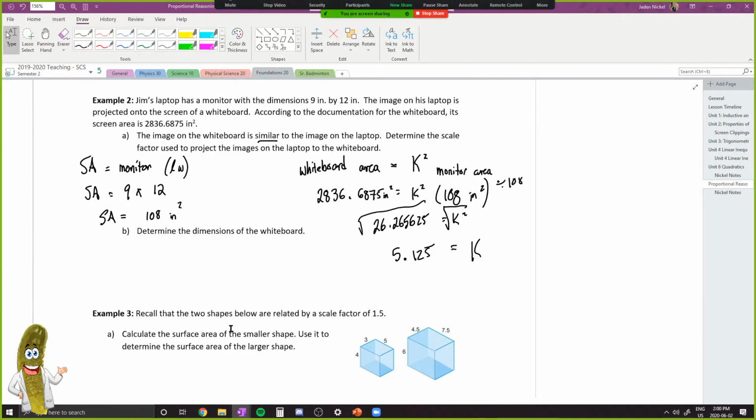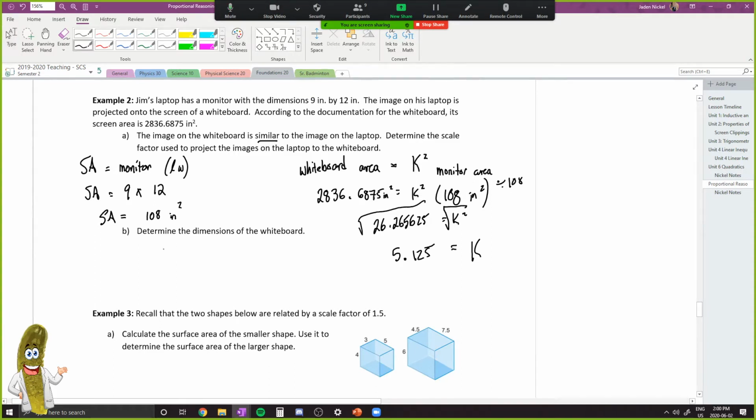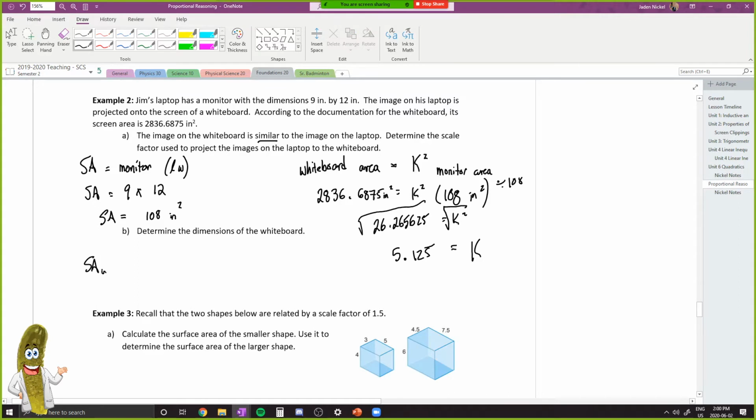Now, we're going to use that value then to calculate the dimensions of the whiteboard. We know that the surface area of the whiteboard is 2,836.6875 inches squared. And we also know that the whiteboard will be a rectangle, so it'll be length times width. What we don't yet know is the dimensions of the whiteboard, how much longer or how much wider it is. But we do know that we can figure out the dimensions of the monitor, and then we have the scale factor to scale that up to the whiteboard itself.